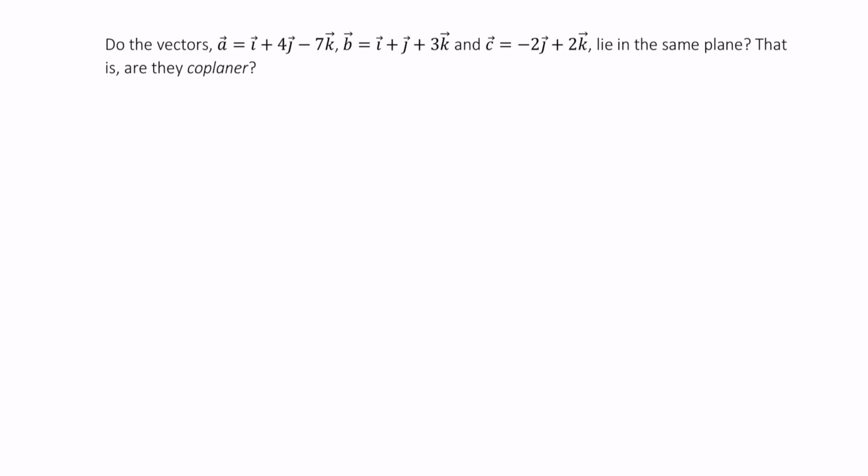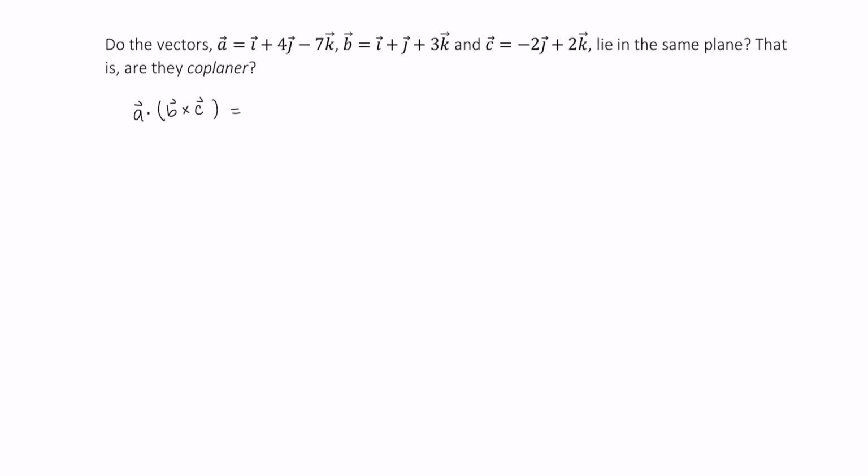Well, to figure this out, let's look at the volume of the parallelepiped that includes one corner with these vectors in it. This triple scalar product, that is the dot product of the first vector with the cross product of the latter two vectors, will provide us with that volume of the parallelepiped formed by these three vectors. And if that volume is anything but 0, then we know these vectors are not coplanar.